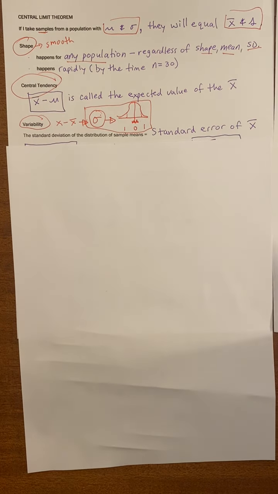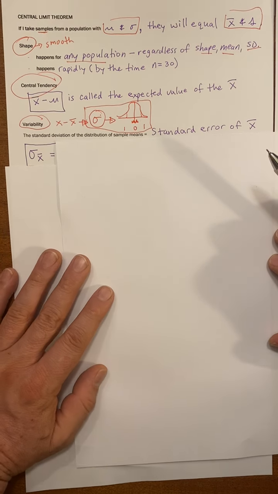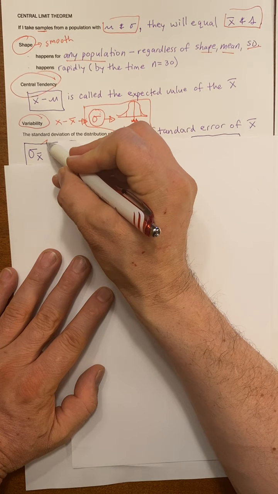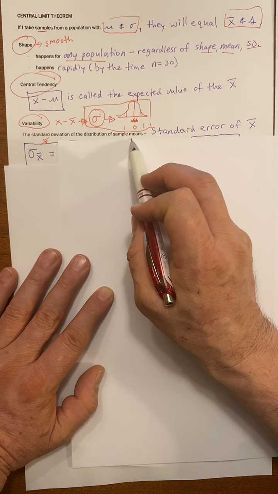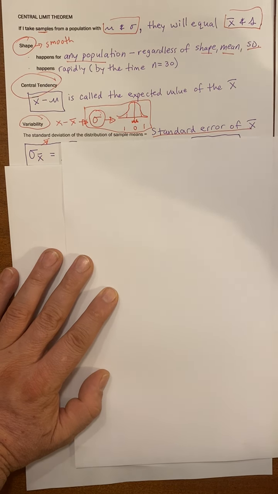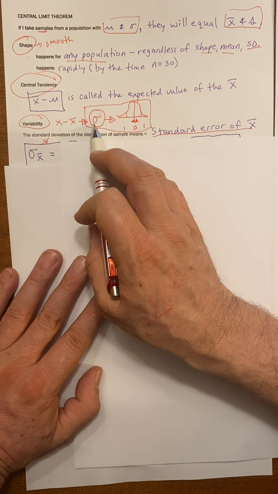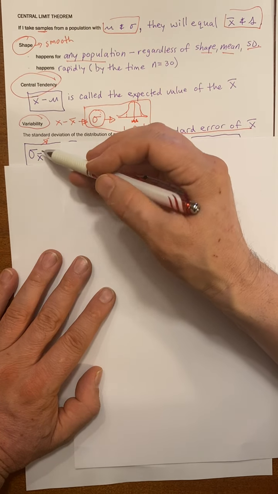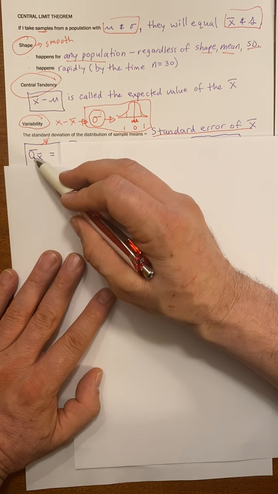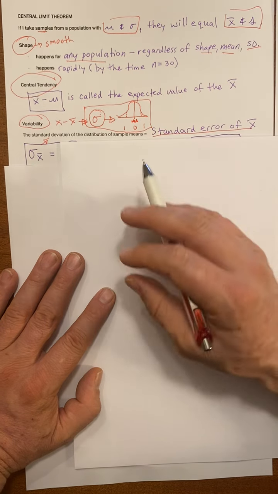And it's also going to get a new symbol. Okay, so this symbol is this thing, the standard deviation of the distribution of sample means, or the standard error of x bar. So you're seeing that it's still a standard deviation symbol. It's still that lowercase sigma, but now it's got this x bar subscript. And that's saying it is the standard deviation of a distribution that you create of sample means.